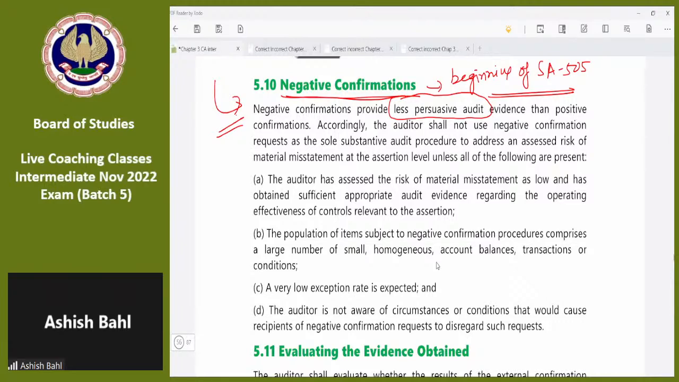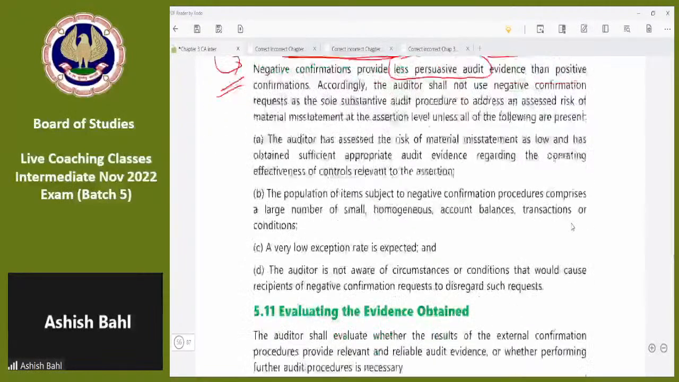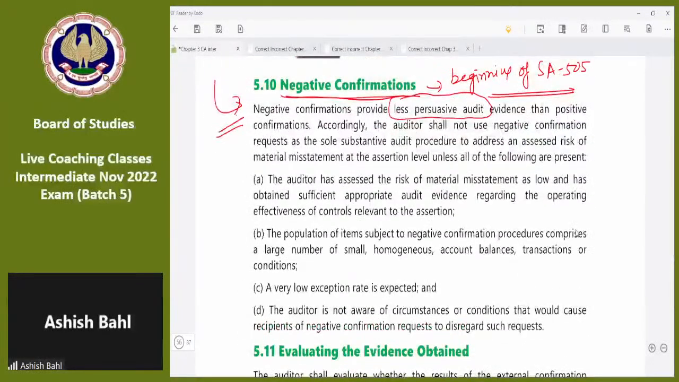because in positive confirmation the other party confirms in both cases, whether he agrees with it or whether he disagrees with it. But in negative confirmation, he confirms only when he disagrees with it. Okay, so these therefore provide less persuasive audit evidence.